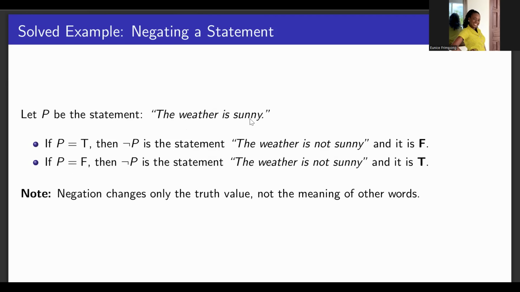The P statement is saying the weather is sunny. So the negation of P, which is P is equal to false, is the weather is not sunny. By looking at it, if P is true, then the negation of P is false. If P is false, the negation of P is true. So it just changes the truth value, not the meaning of the words. It just switches the statement from being true to false.